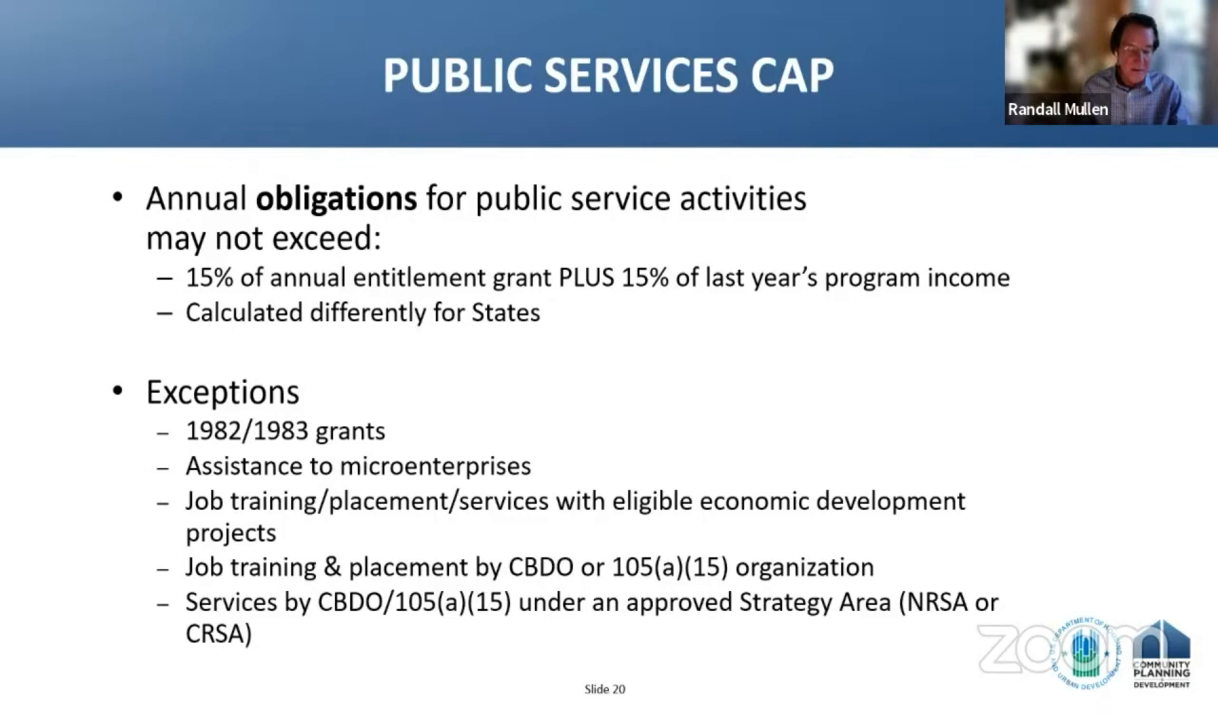As you see here, there are exceptions that exist for certain services that are not covered by this cap. Examples include very old grants. I'm actually surprised that they're still even listed here. Assistance to microenterprises, certain job training, specifically that which is associated with an otherwise eligible economic development project and is a supportive type of service that enables that economic development project to create or retain jobs. And then services carried out by a community-based development organization or other services occurring within an approved strategy area. Next slide.